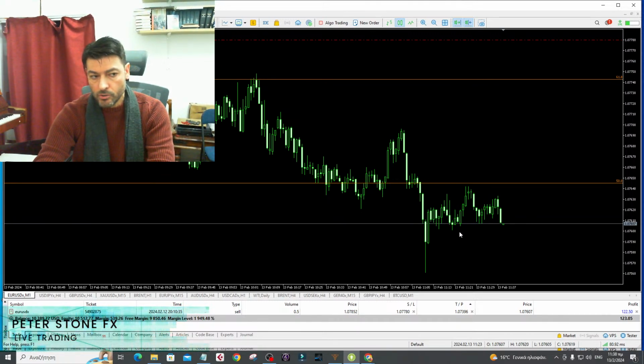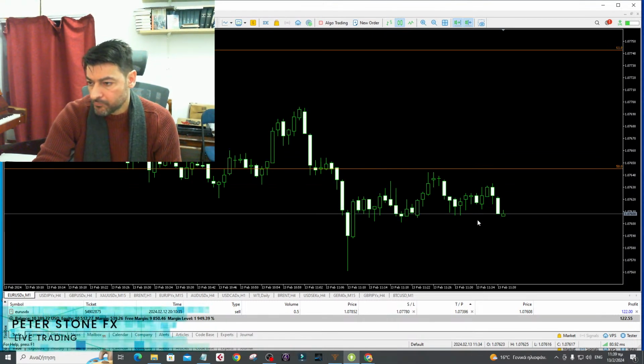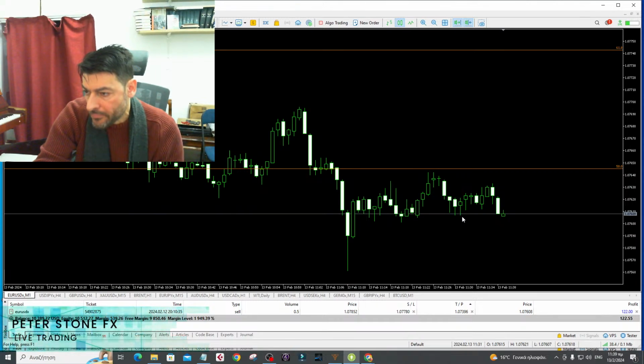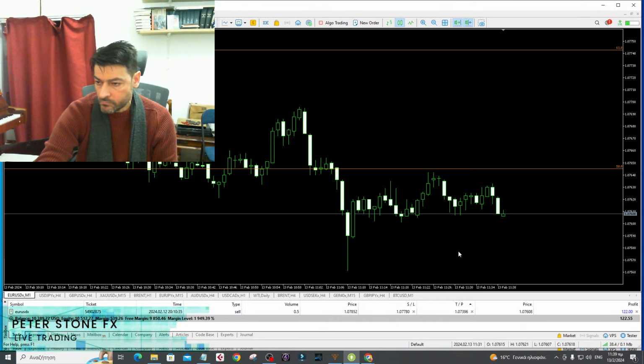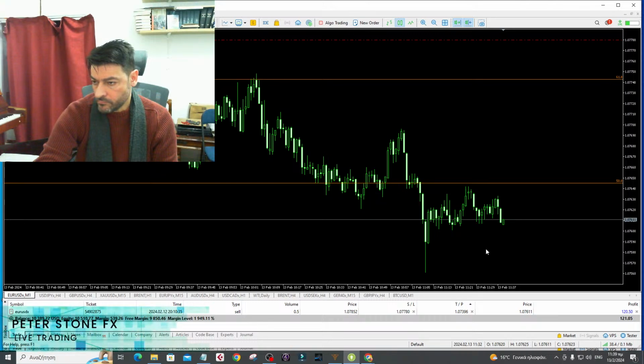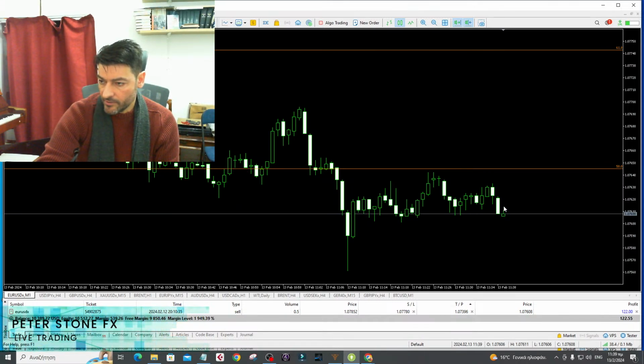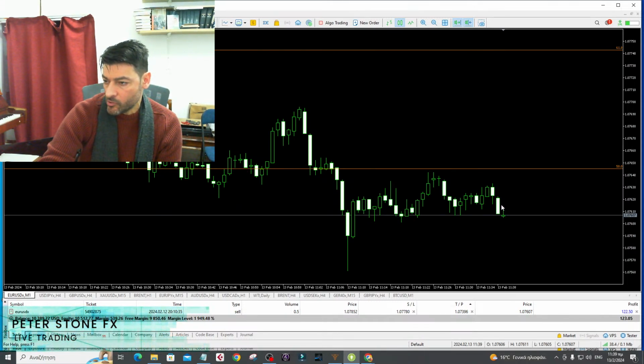Equal lows will be taken, relatively equal lows. These lows were taken. And this candle broke this market structure. And so far it has been creating a fair value gap here.